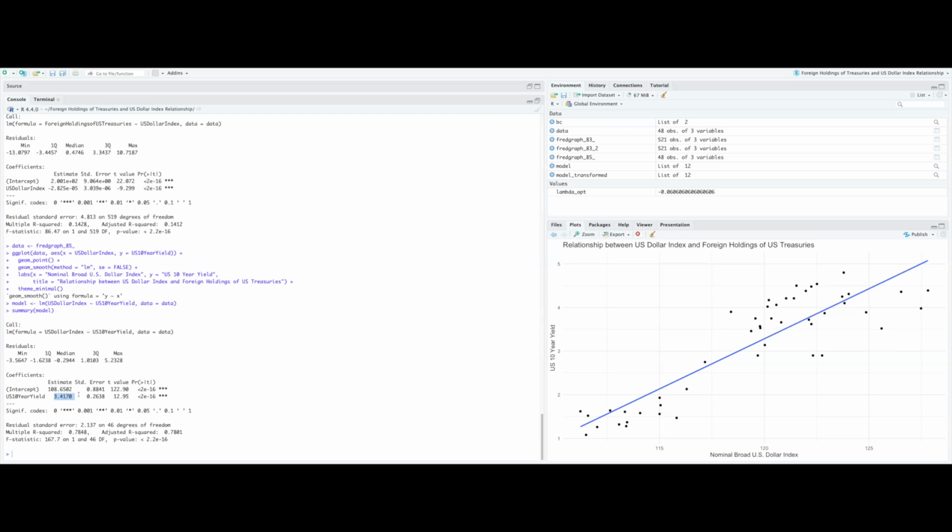We have a very high R squared using only that one explanatory variable to explain variations in the US dollar. The R squared is around 78%, which means we're explaining 78% of the variation in the US dollar index using the 10-year Treasury yield. So let's combine all of these findings. What does this mean?